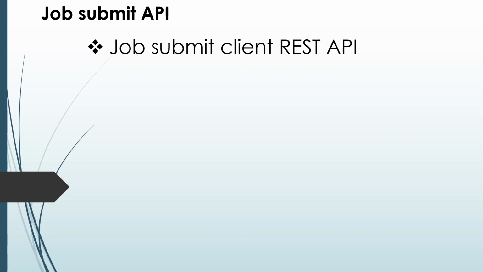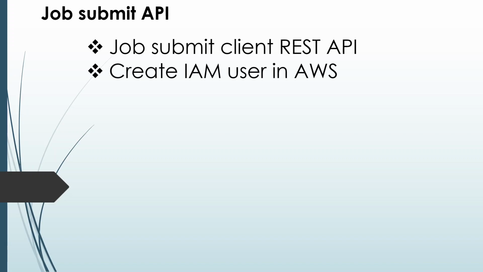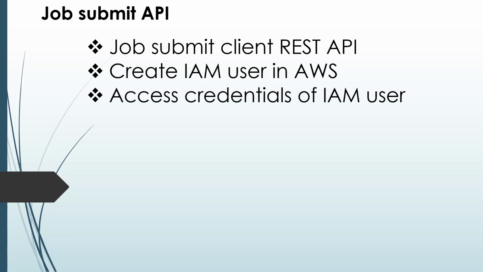We will create a client-side REST API for the job submission. Later on, we will log into AWS console and create an IAM user. We will see why we need IAM user, how to create an IAM user, what all policies we have to set up for that IAM user, what the access credentials are, and why we need the access credentials.